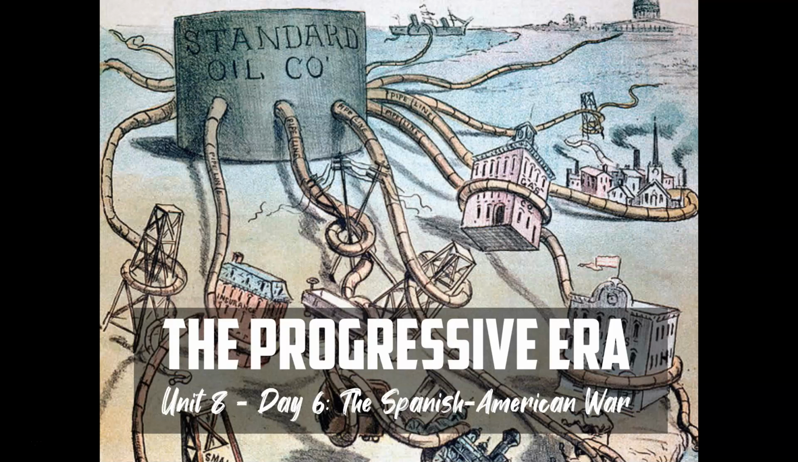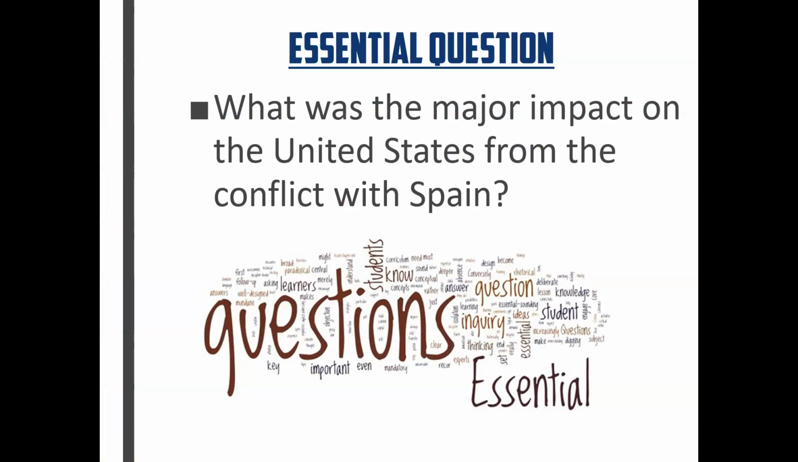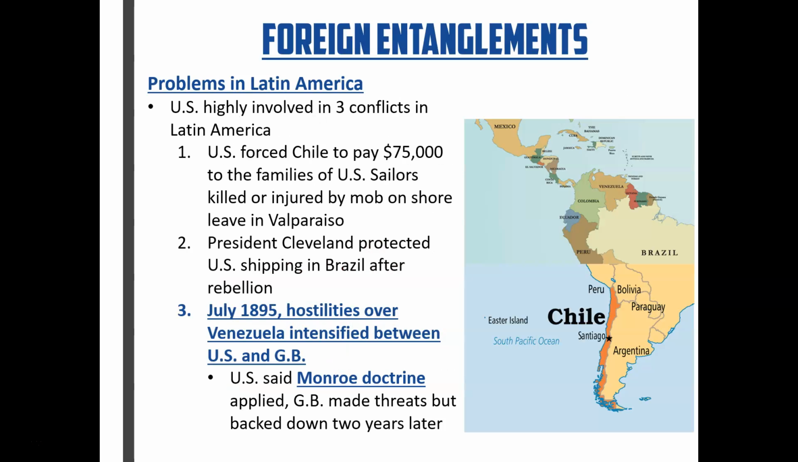Now, today we're going to be talking about the Spanish-American War, and we're going to be talking specifically about imperialism and America's influence across the globe. Now, our essential question: what was the major impact on the United States from the conflict with Spain? So, obviously, we're talking about the Spanish-American War. We're going to be dealing with Spain.